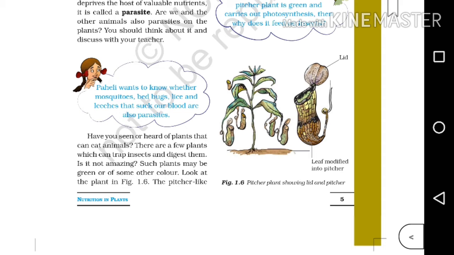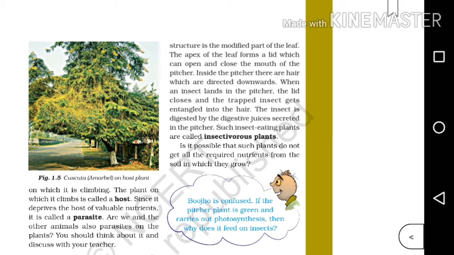The leaf of the plant is modified into this pitcher-like structure, and the apex of the leaf is having a lid. This lid is movable. It can open and close the mouth of the pitcher. So the pitcher-like structure is because of the modified part of the leaf, isn't it? And it is also having an apex. So at the top of the pitcher it is having a lid-like structure. The apex of the leaf forms this lid. And this lid is movable. It can open and close the mouth of the pitcher.